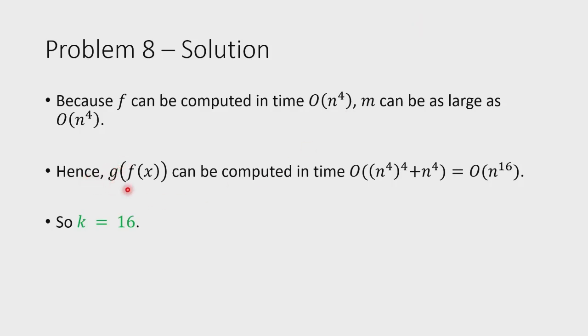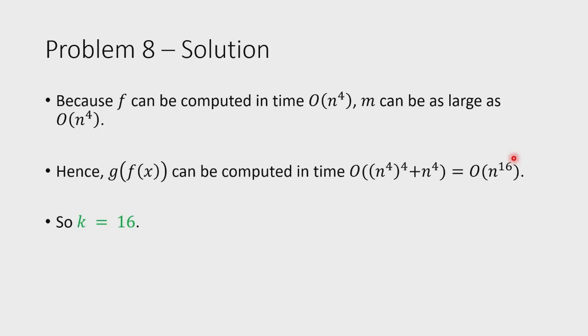So hence g of f of x can be computed in time n to the 4 plus n to the 4 times n to the 4, which is just order n to the 16, right? Because we can ignore this, this dominates. So k is 16. So is everyone okay with this? Yeah, this is a very interesting problem.